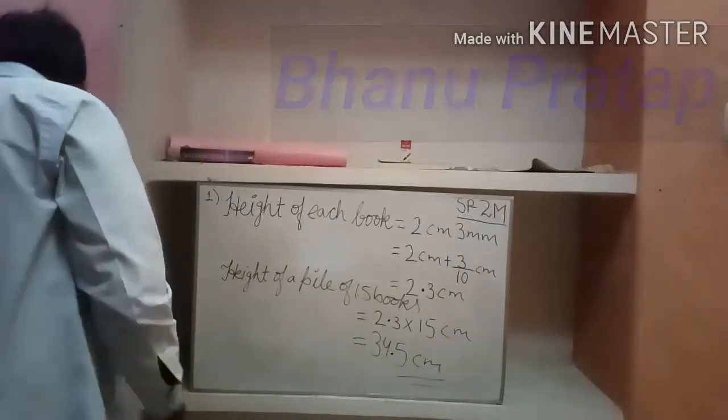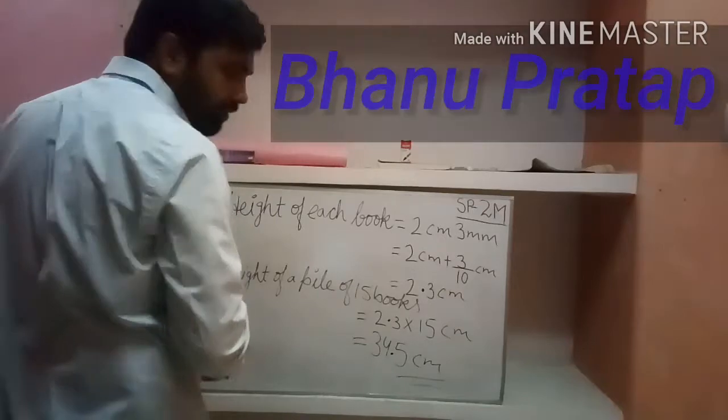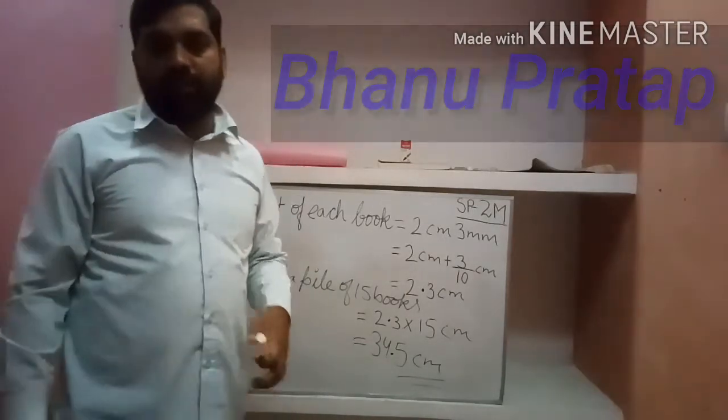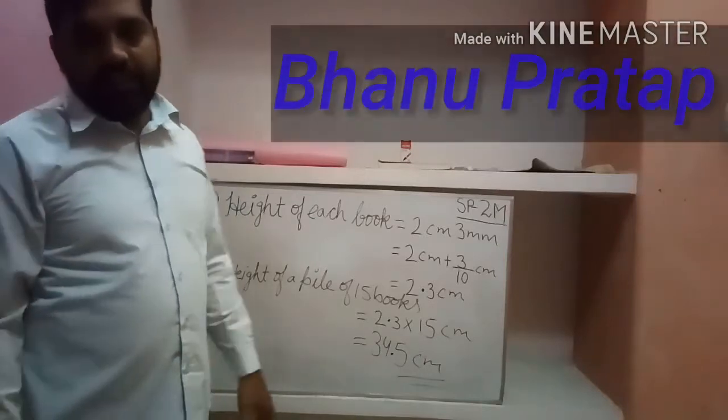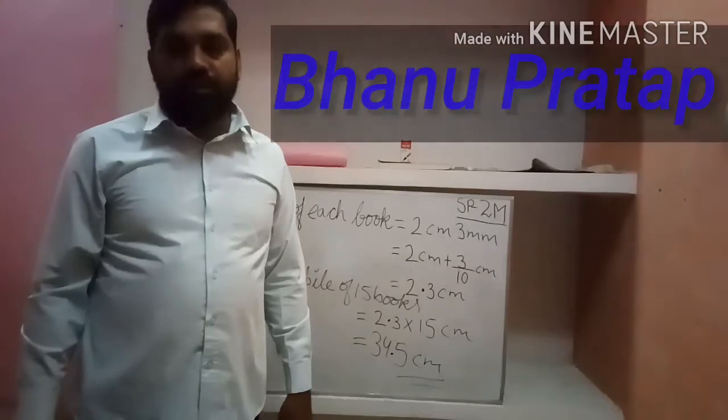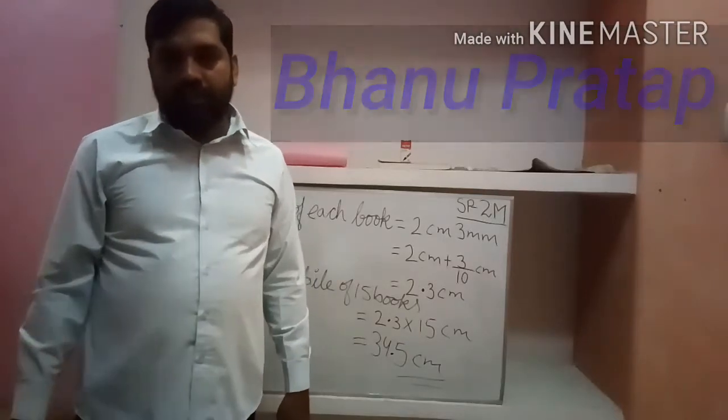Okay. So by pausing the video, you note it down. Now we are going to solve the next question. You see the second question. A pile of 160 sheets is 6.08 centimeter. Find in millimeter the thickness of one sheet. The same way you do it here.